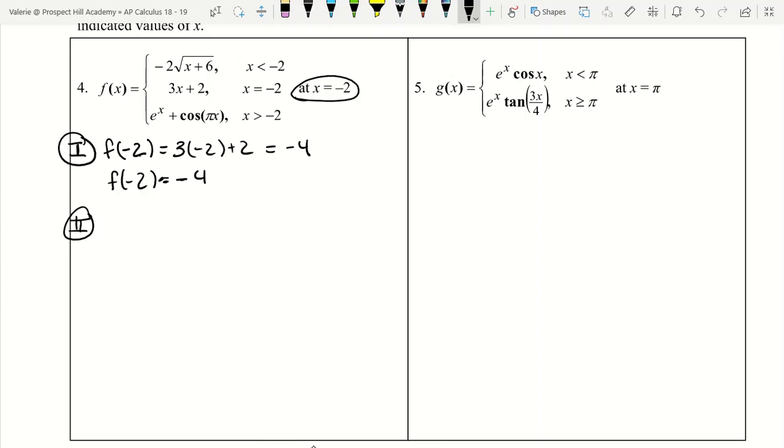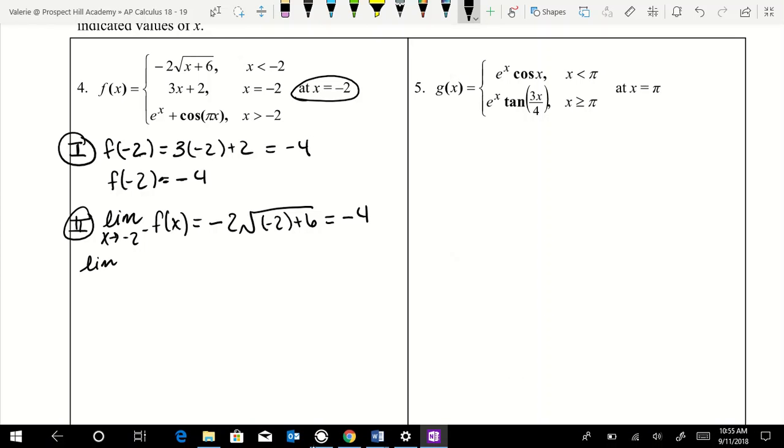So next, we have the limit. We want the limit as x approaches -2 from the left of f of x, which means we're looking at values that are less than -2. So we'll use that top equation. We have -2 times the square root of -2 plus 6, which is -2 plus 6 is 4, square root of 4 is 2, -2 times 2 is -4.